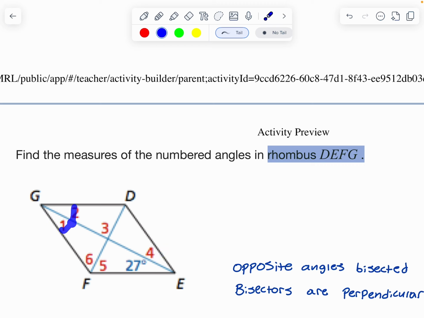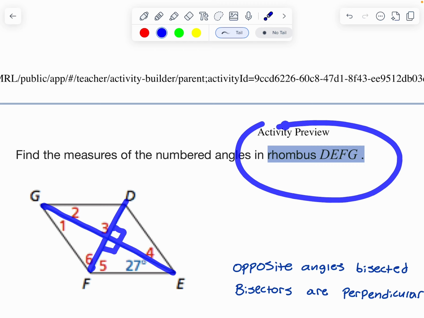So this larger angle G is cut into 2 congruent pieces. Same with here, E, cut into 2 congruent pieces. I also know that the diagonals are perpendicular to each other. So we're going to have a couple 90-degree angles. In a rhombus, these properties are going to be different in a rectangle. Might be different in a square. It's not different in a square, but it might be different in a rectangle.